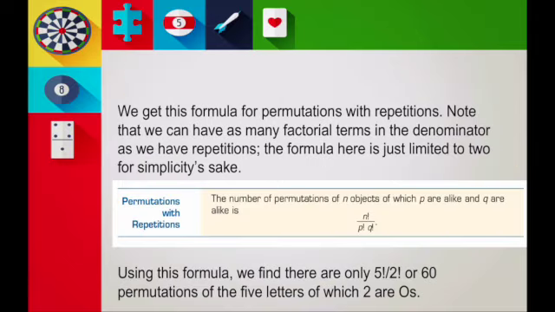Number of permutations of n objects of which p are alike and q are alike is n factorial over p factorial q factorial. And you can have as many repetitions in the denominator as you have. We're only showing 2 because otherwise that'd be a lot. So using this formula, there's only 5 factorial over 2 factorial because we have 2 O's, and so that gets us 60 permutations.